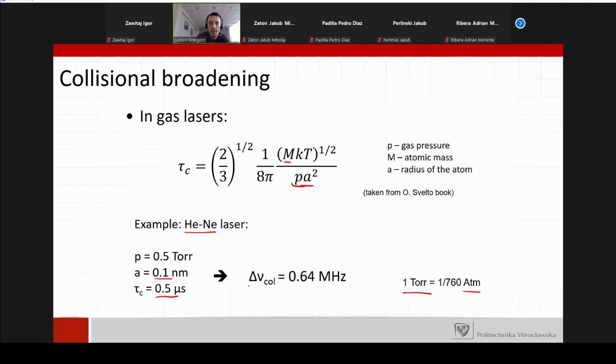Then we will have the collisional broadening, the line width at the level of less than 1 megahertz. So 0.64 megahertz. So we see that it's much lower than the natural broadening, which was about 16 megahertz.